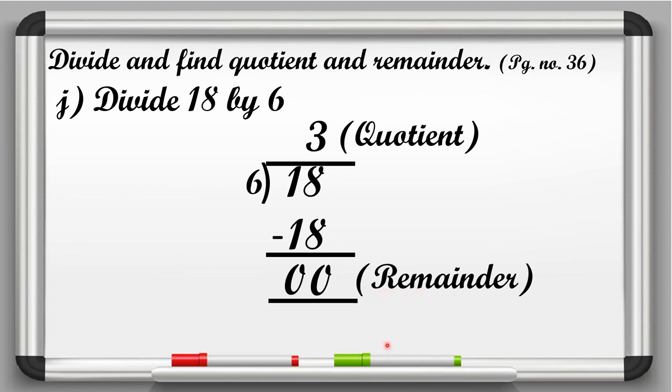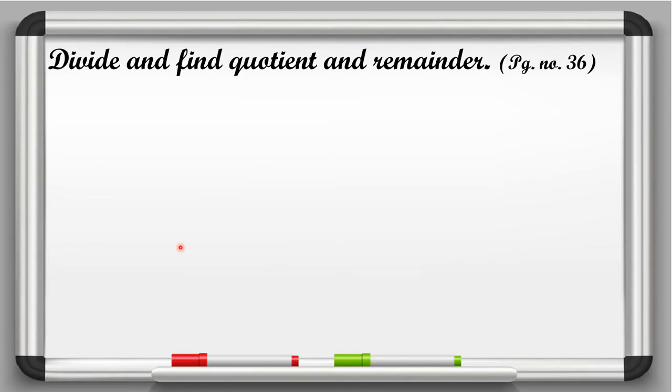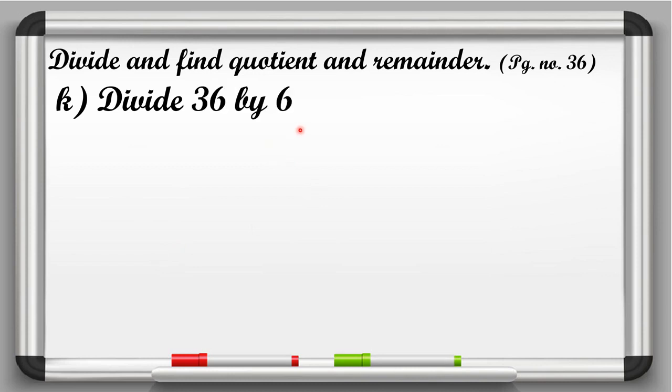So how can we write its answer? That is quotient 3, and remainder 0. Now the next one, K part. Divide 36 by 6.